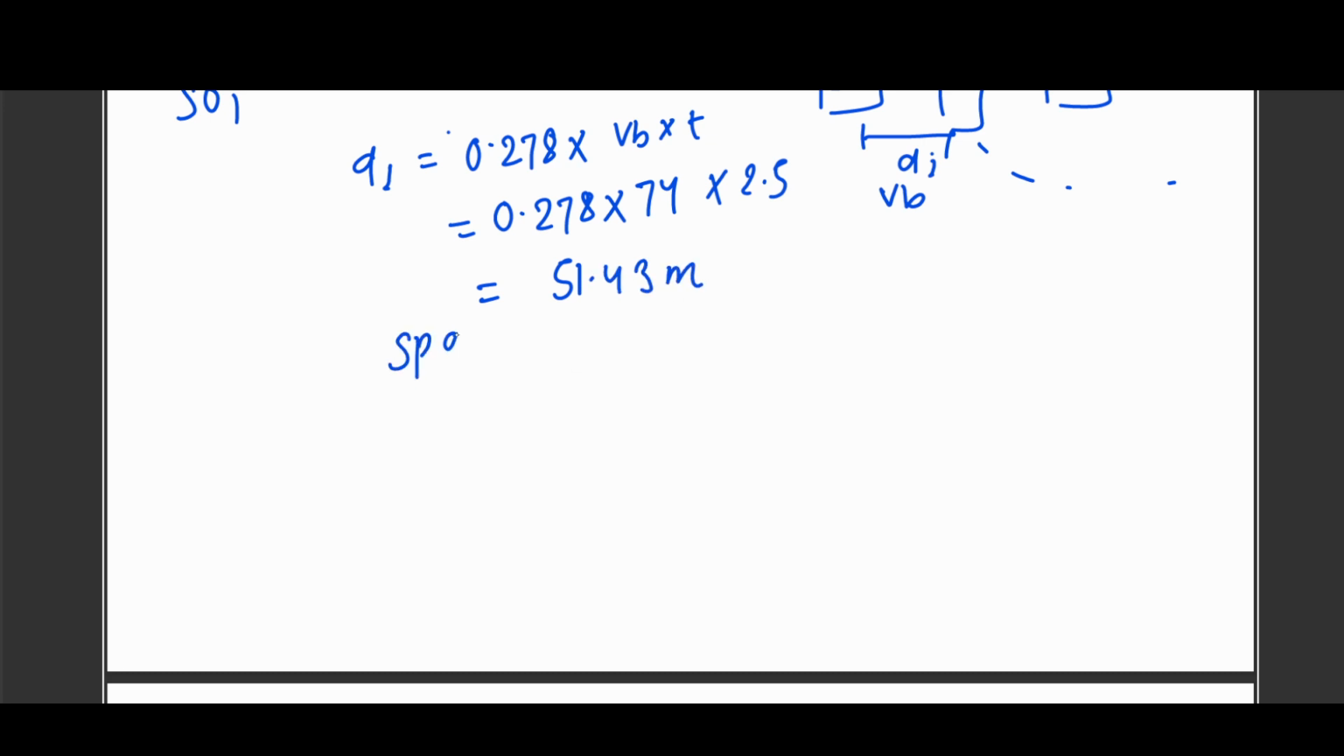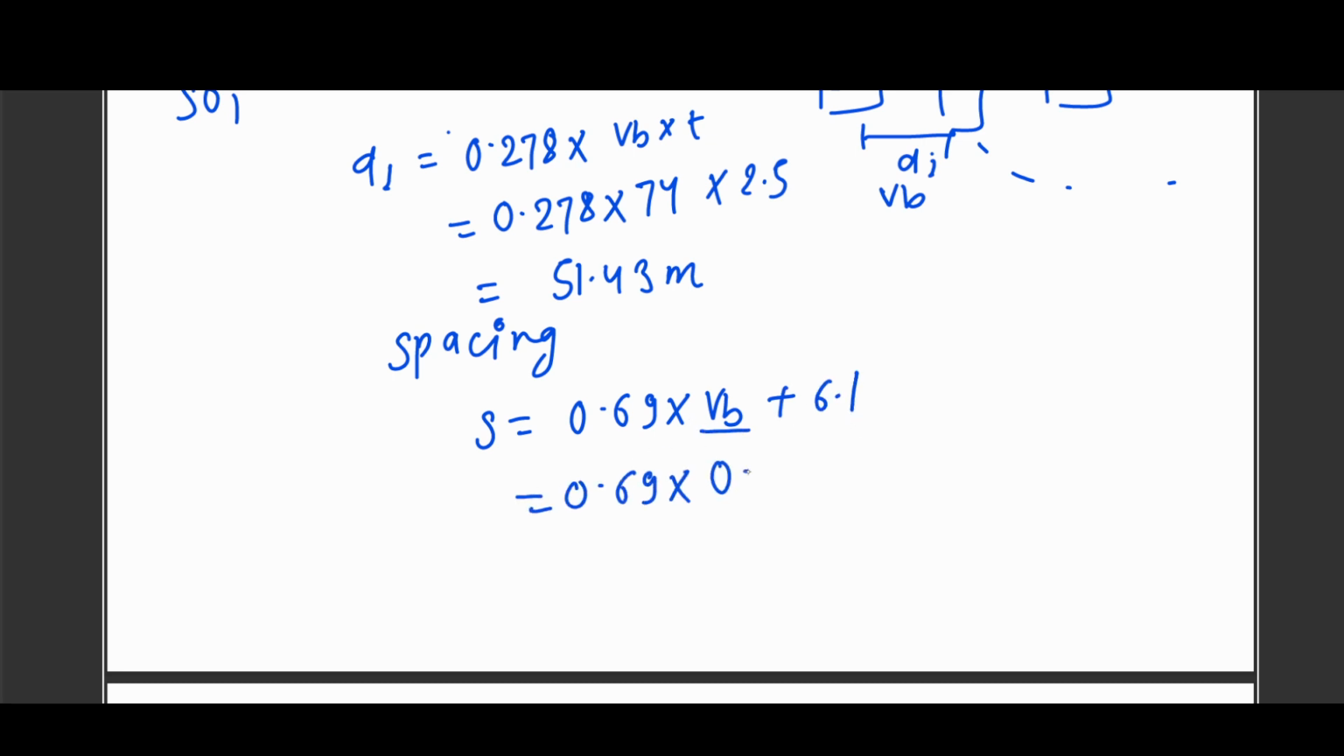And what will be the spacing? Spacing is given by the empirical formula, that is 0.69 into Vb plus 6.1. The Vb is in meter per second, so we need to convert kilometer per hour into meter per second. That is 0.278 into Vb, which is 74, plus 6.1. So what will be the value? Spacing will be 20.29 meter.